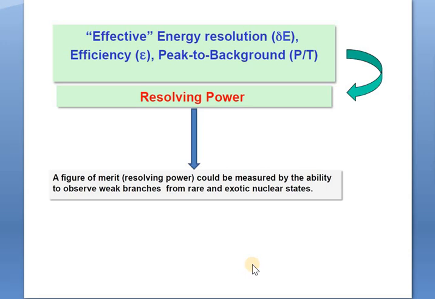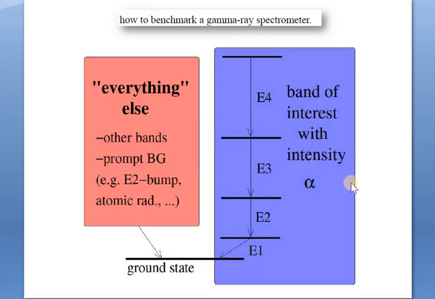Okay, so let me talk about the last topic today, which is the concept of resolving power. Basically, we can have different types of arrays. Now what we want to do is know how good our array is, or basically have a figure of merit of our array, or you can say how good our array is in its ability to observe the weak branches. That means the gamma rays from the levels which have very low cross section, weakly populated levels. Okay, so you see, we want to basically benchmark our gamma ray spectrometer, right?